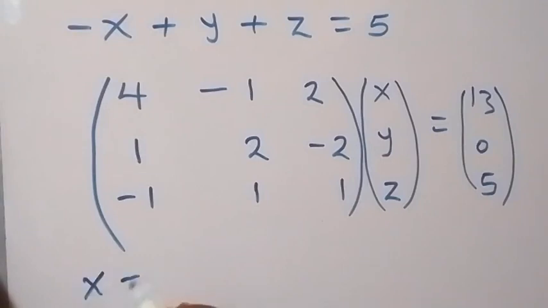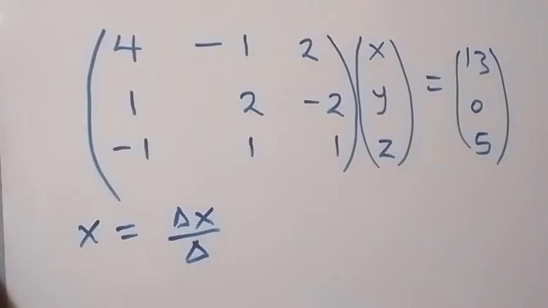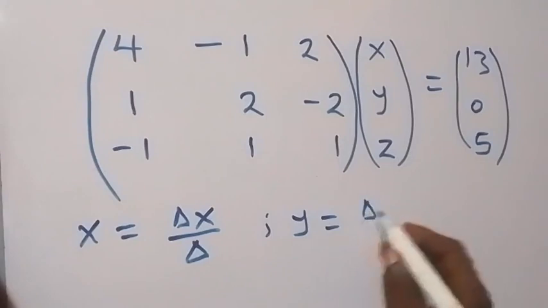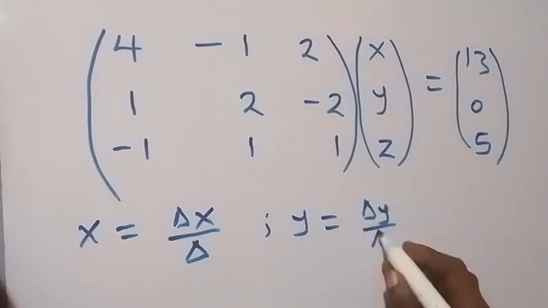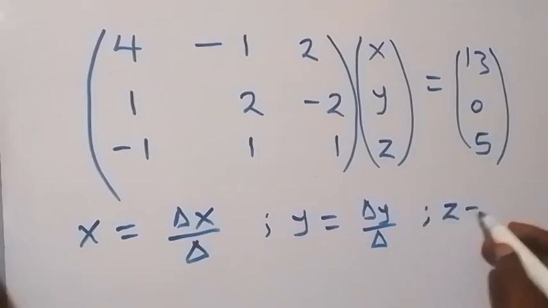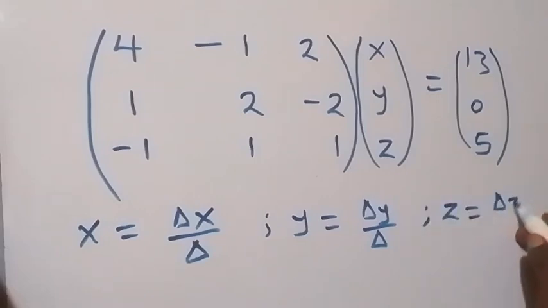x is equal to delta x, that's the determinant with respect to x, over delta, that's the determinant, and y also is equal to delta y over delta, and then z equals delta z over delta. So we find the determinant first. This delta here is the determinant.